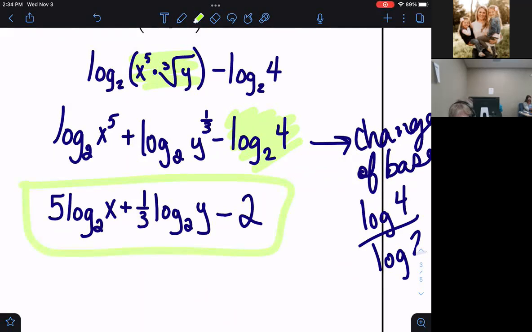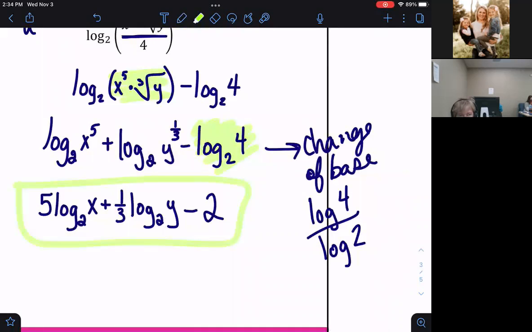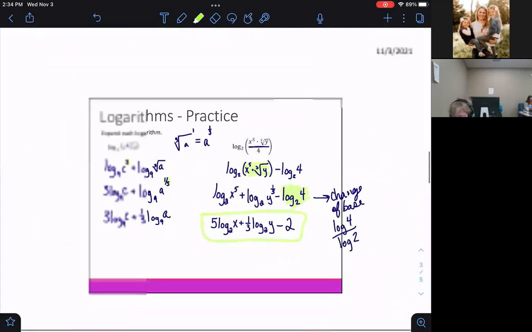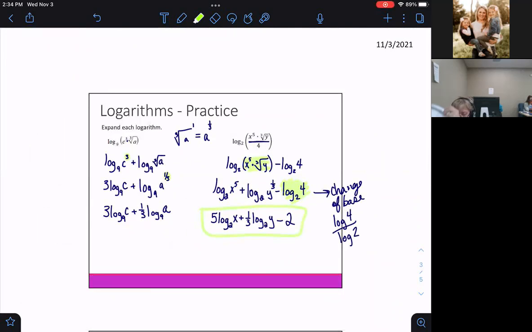Thankfully, the question on the Ivy Tech final that deals with this is actually multiple choice. So when you get to your answer and you think it's still log base 2 of 4, it's not even going to be an option. So hopefully that leads you to using the change of base formula to get your final answer. So that's expanding and condensing logarithms.